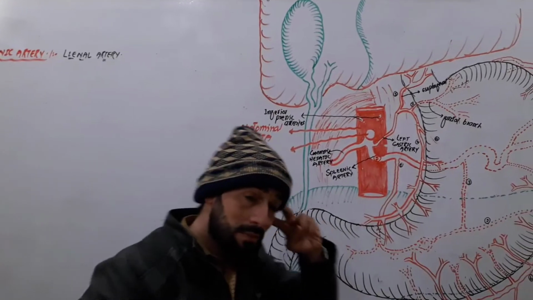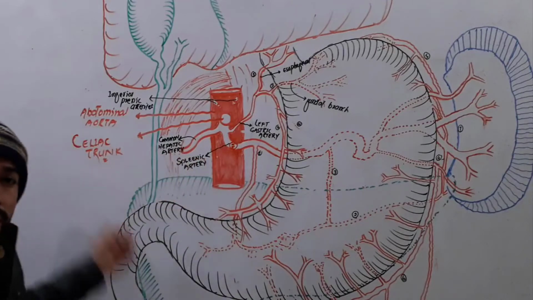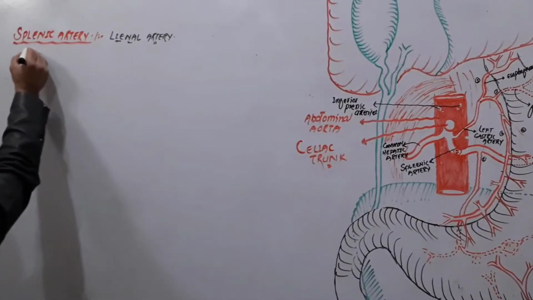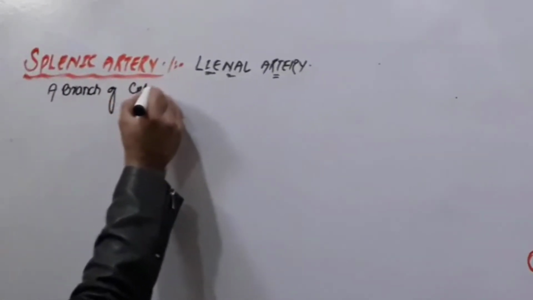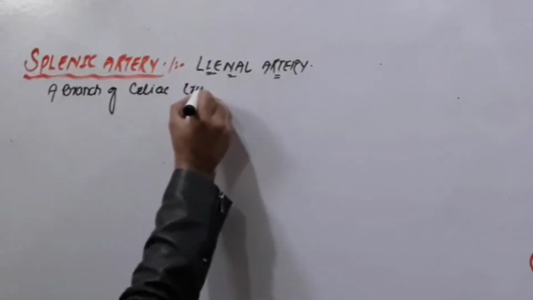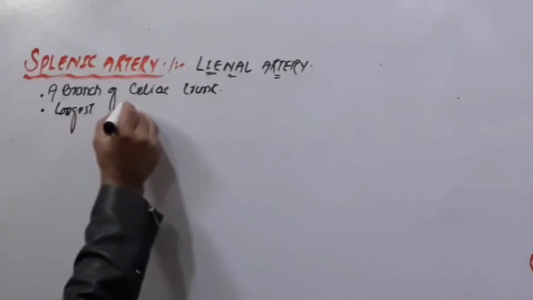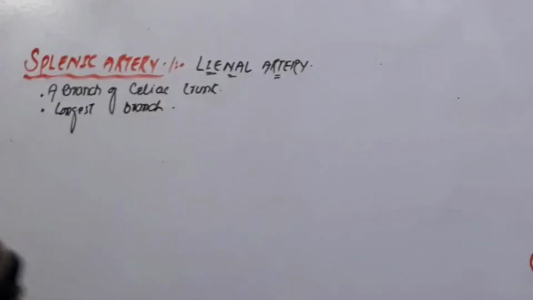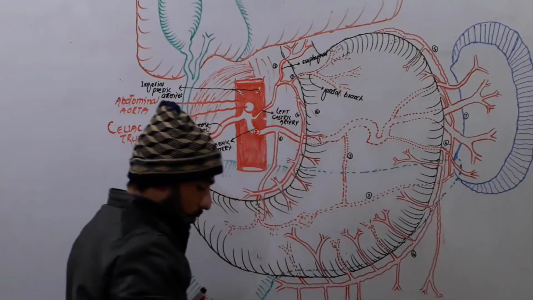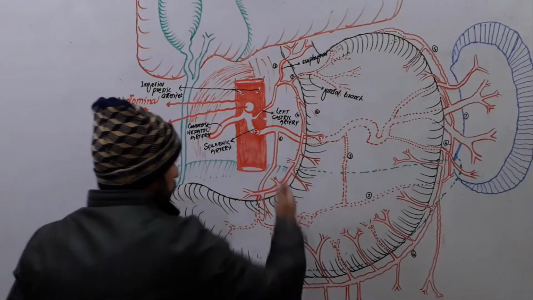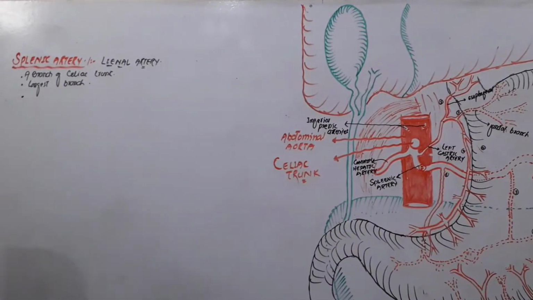So how do we define the splenic artery? Very simply, it is a branch of the celiac trunk. Let's write it here: a branch of celiac trunk. Then it is the longest branch of this trunk. As you can see here, it begins here and moves like this to the left side of the body to supply blood to the spleen. So look carefully, it is a very long branch, the longest branch of the celiac trunk.